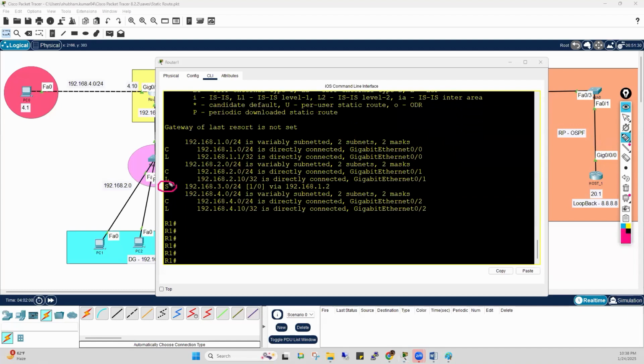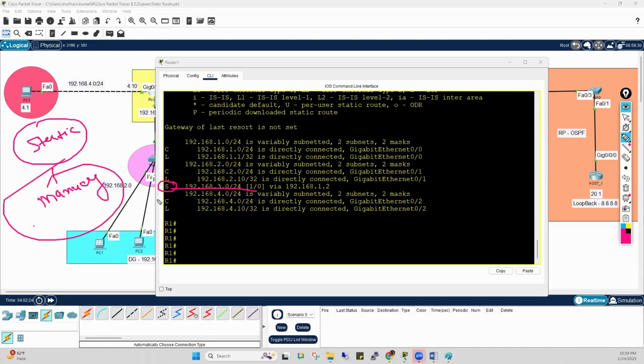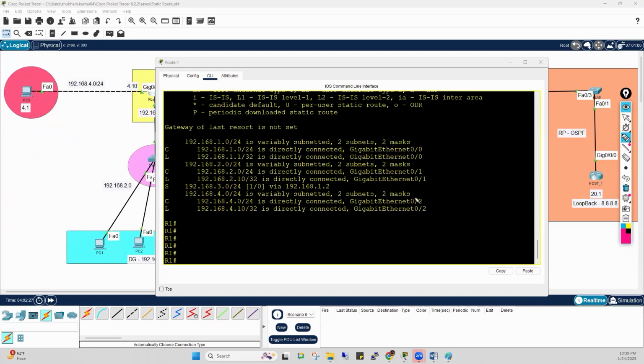See here, S. What do you mean by S? S means static. Static means this is the entry you configured on this router manually. That's the reason for the S. Now this router knows 192.168.3.0. If this router wants to forward any packets towards 3.0, it will forward the packet towards 192.168.1.2. This is the meaning of this line.